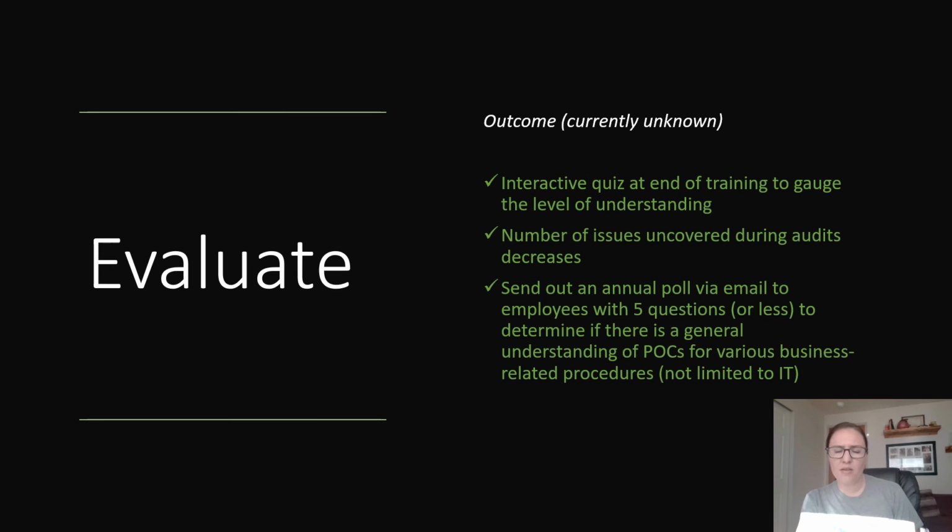Secondary, I think tracking the audits and how many areas they failed in and when they failed can really give an indication on whether the plans are being implemented or if there's a major procedural change that needs to happen to prevent recurrent failures. And then sending out an annual poll via email to all employees with like 5 or fewer questions, just to make sure that you have a gauge on the general employee's understanding of what to do in some of these situations.